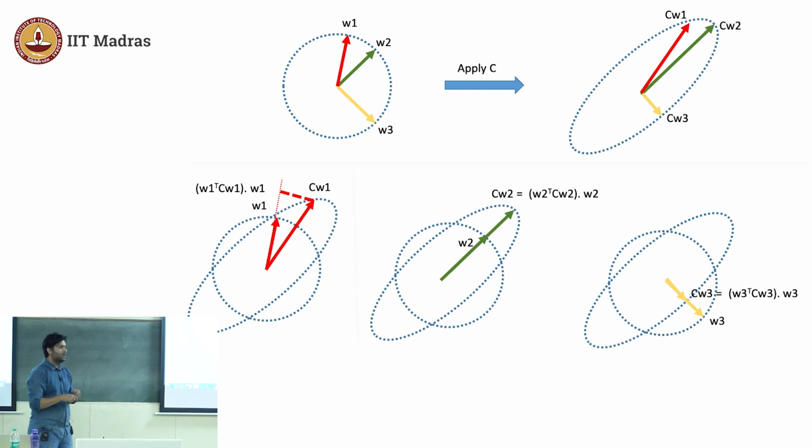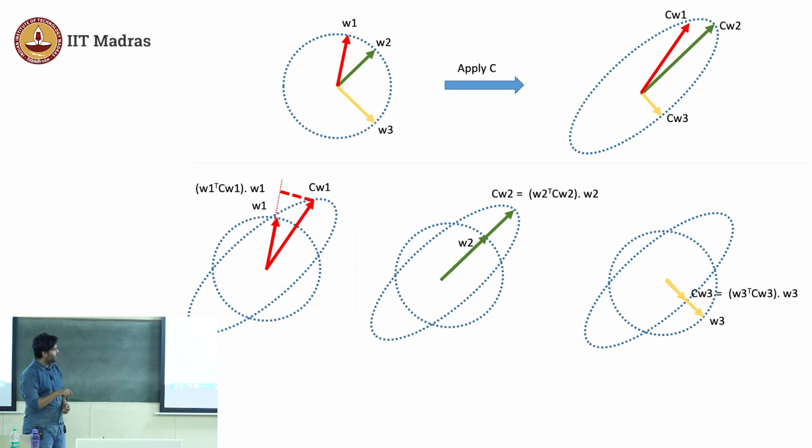So we want to ask which W will give me the maximum of this quantity. In other words, we are asking in which direction should I find the W such that if I project CW onto W, I get the maximum value. Is it this or is it this?